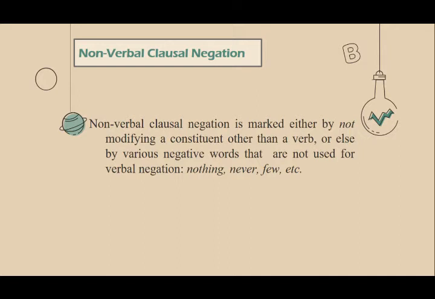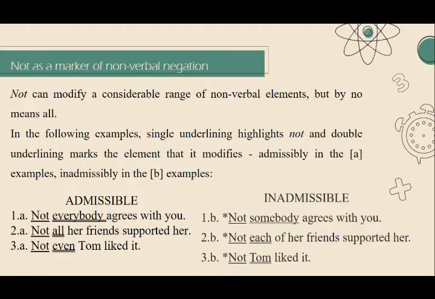Okay, next we are going to discuss non-verbal clausal negation. Non-verbal clausal negation is marked either by not modifying a constituent other than a verb, or else by various negative words that are not used for verbal negation, like nothing, never, few, and so on. Not as a marker of non-verbal negation: not can modify a considerable range of non-verbal elements, but by no means all.